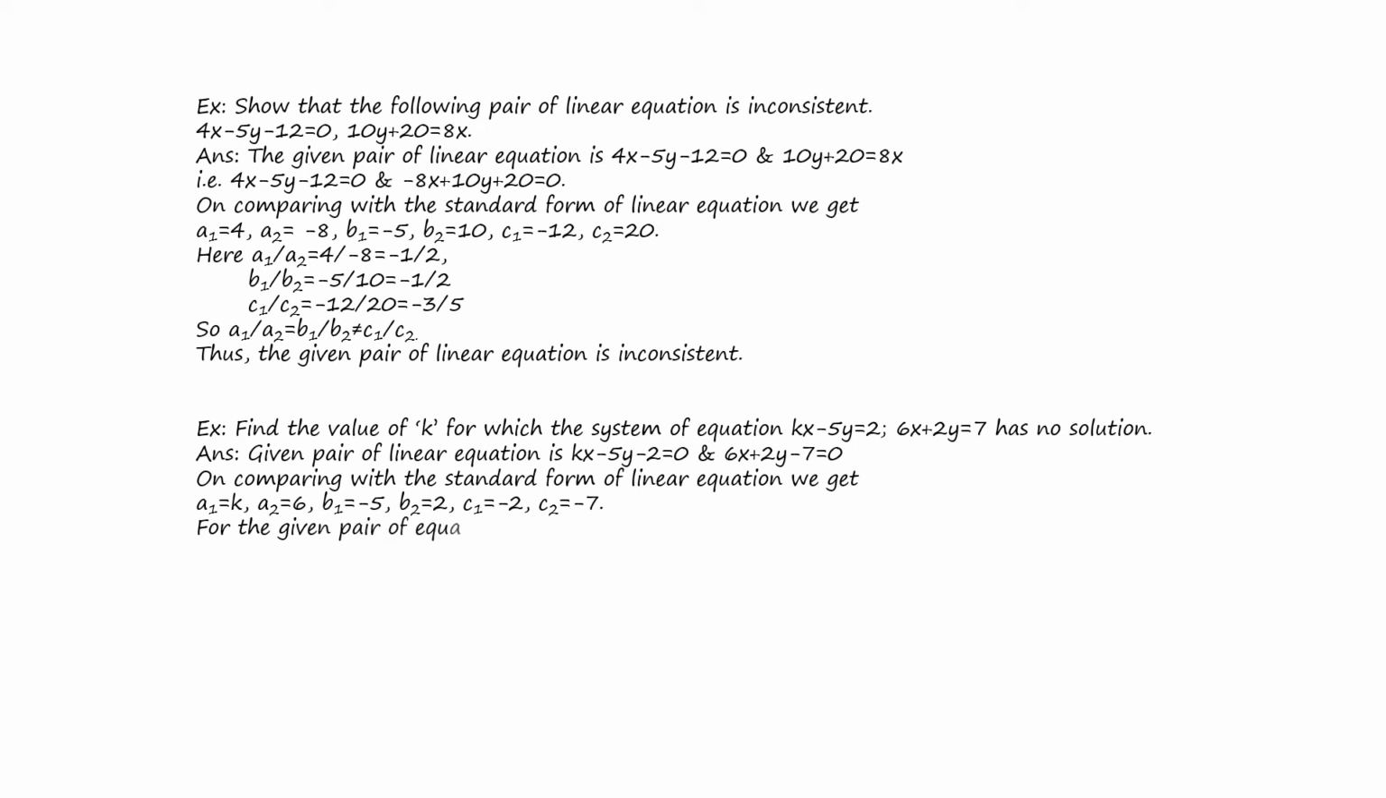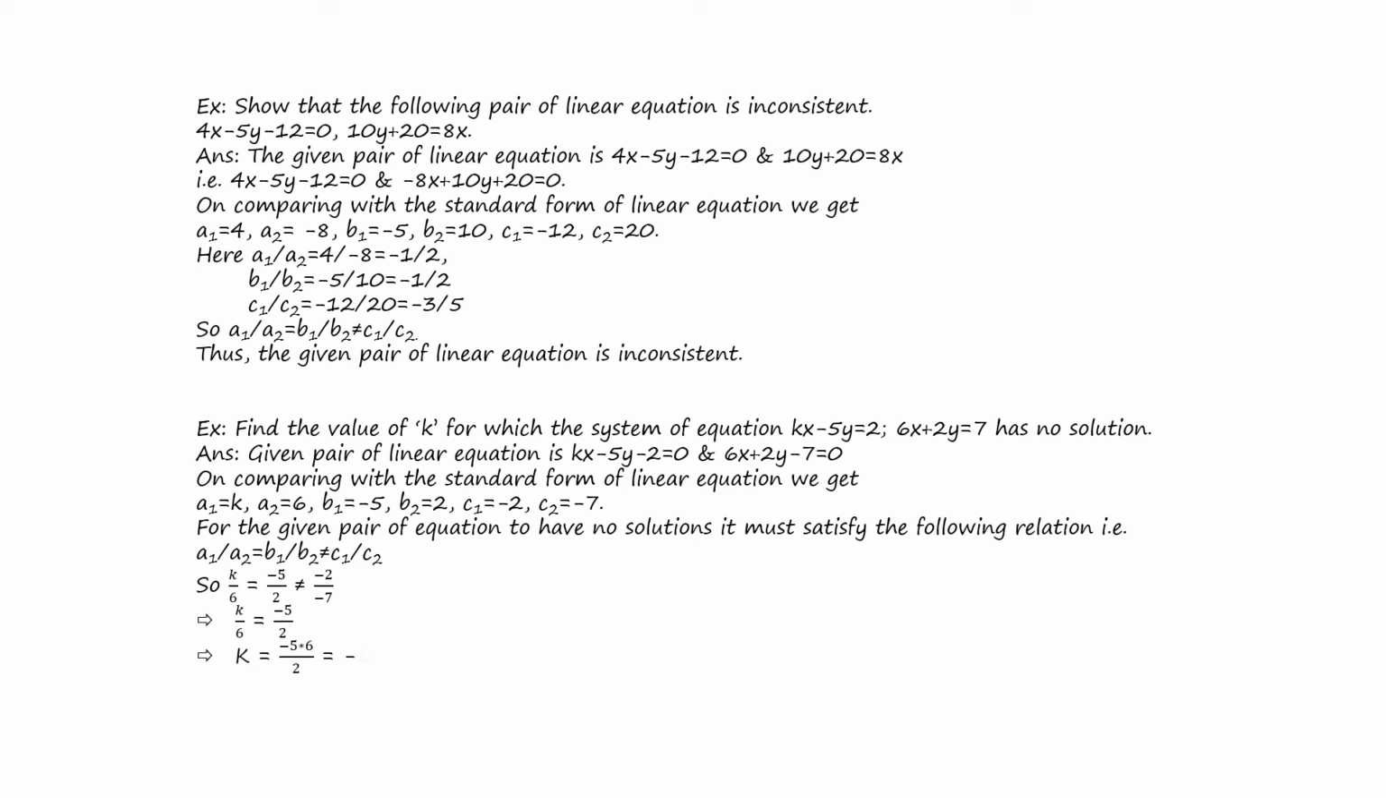So for the given linear pair of equations to have no solution, it must satisfy the following relation. That means a1 by a2 equals b1 by b2, but not equal to c1 by c2. So k by 6 equals minus 5 by 2, but it should not be equal to minus 2 by 7. Or we can write k by 6 equals minus 5 by 2, or k equals minus 5 into 6 by 2, which is equal to minus 15. Thus, for k equals minus 15, the given pair of linear equations has no solution.